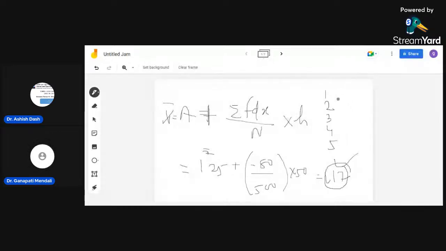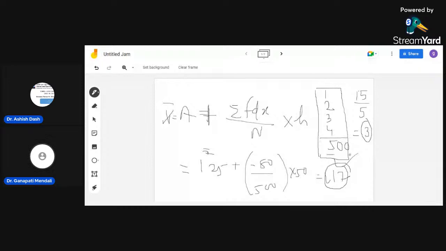The first demerit is that it is unduly affected by extreme values. Suppose we have these figures 1, 2, 3, 4, 5. What is the arithmetic mean here? We add all these and divide by the number of observations: 3, 3 plus 3 is 6, 6 plus 4 is 10, 10 plus 5 is 15. 15 by the number of observations 5, so the arithmetic mean is 3. But now, instead of 5, let us say one value is 50, or 500.